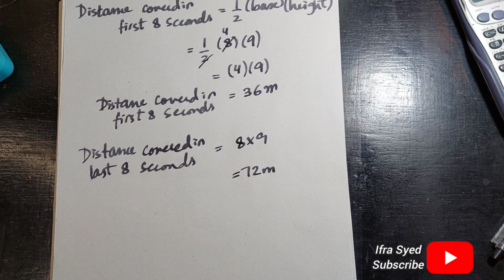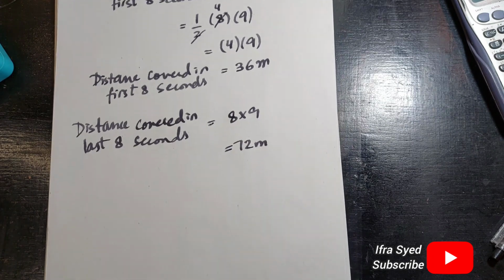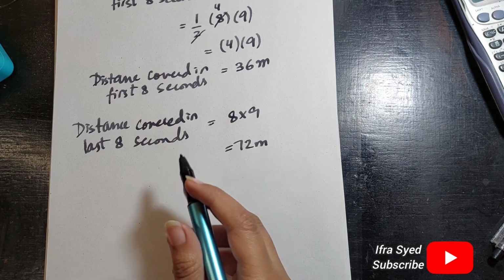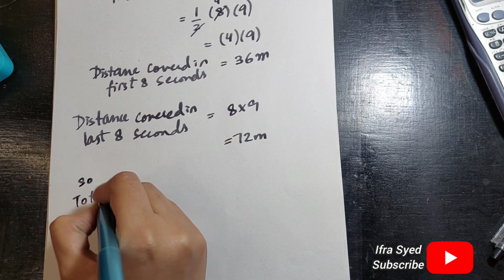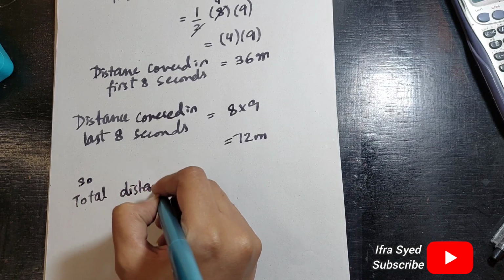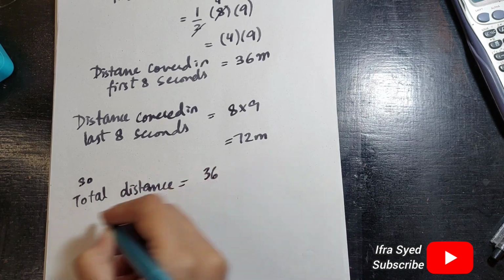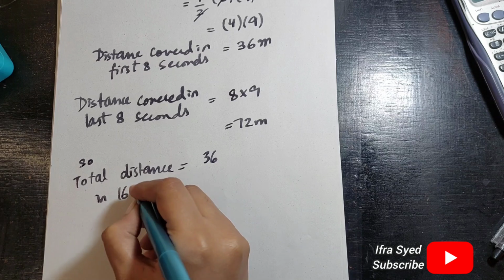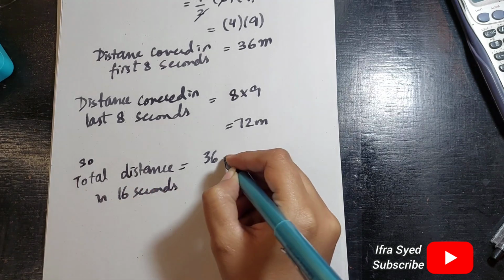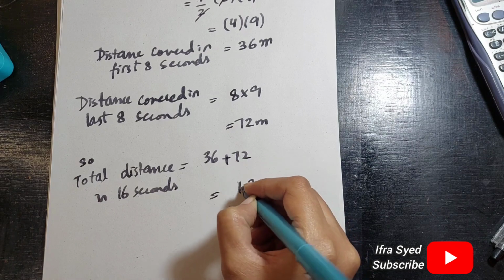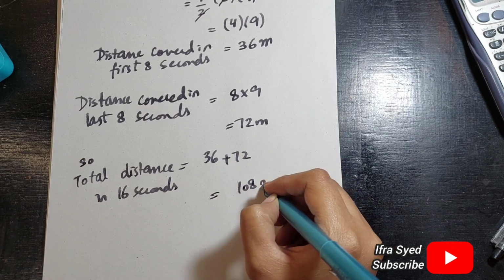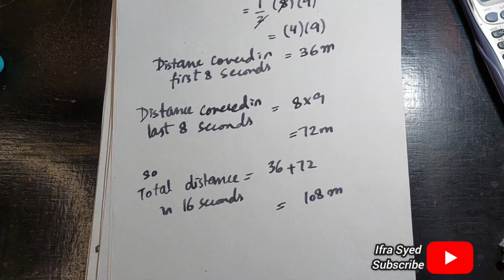So if we add these two, our answer will be equal to the total distance. So I'm writing here total distance. Total distance in 16 seconds will be equal to 36 plus 72, and it will be equal to 108 meters. Now our total distance is 108 meters.